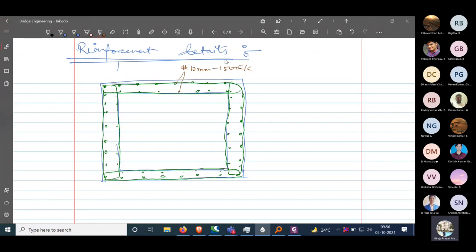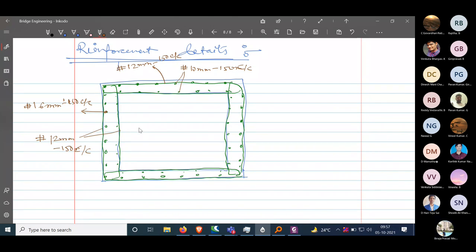Okay, and this one, this is the main reinforcement. This is 12 mm dia bar at 150 mm center to center. Okay, what about the vertical side walls? Here these will be 12 mm dia bars at 150 center to center. And these will be the 16 mm dia bars at 150 mm center to center.